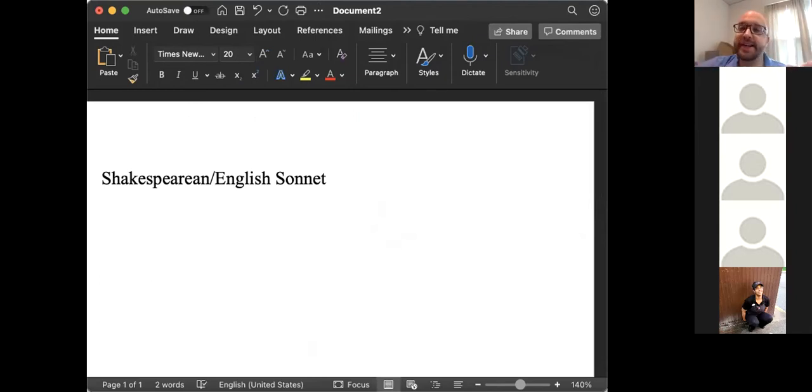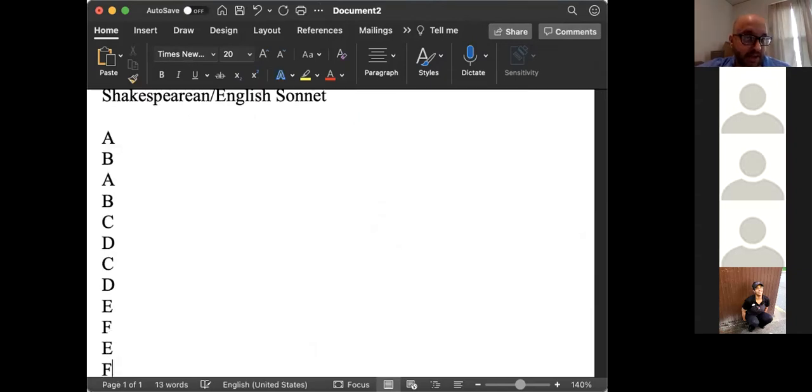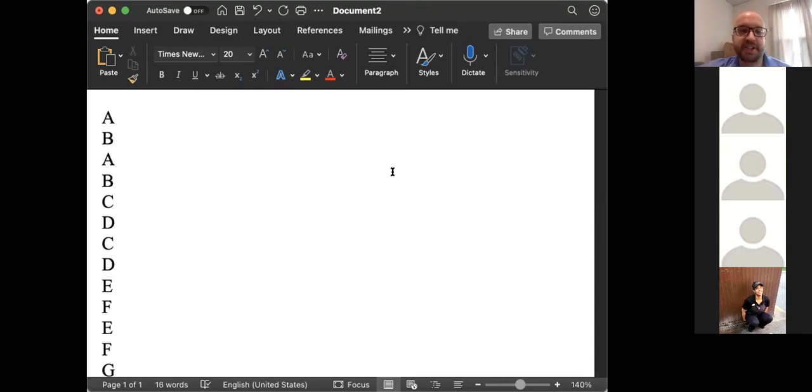here's how the Shakespearean sonnet rhymes. We talked about how the Petrarch sonnet rhymes ABBA, ABBA, CD, CD, EE. Well, the Shakespeare sonnet's much easier. It rhymes ABAB, CDCD, EFEF, GG. So in a Shakespeare sonnet, every other line rhymes, basically, except the last two lines.